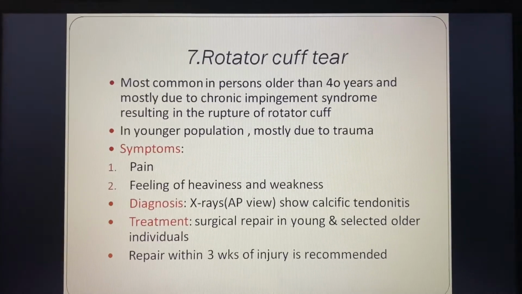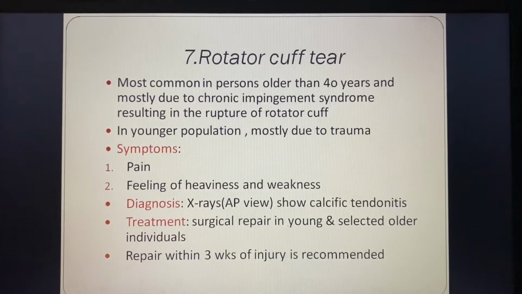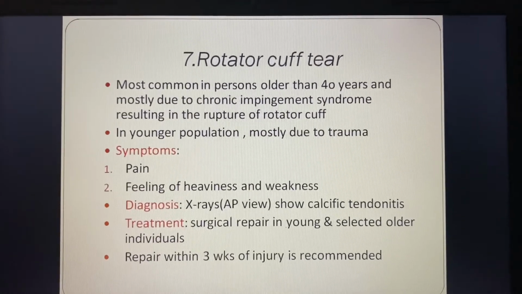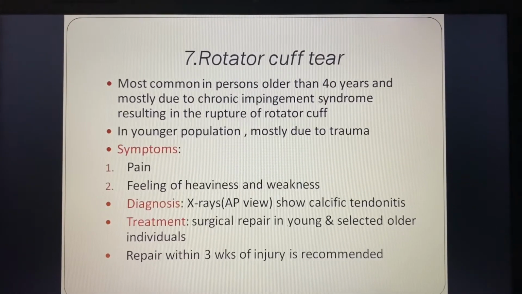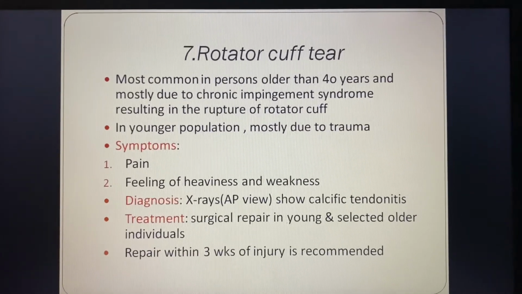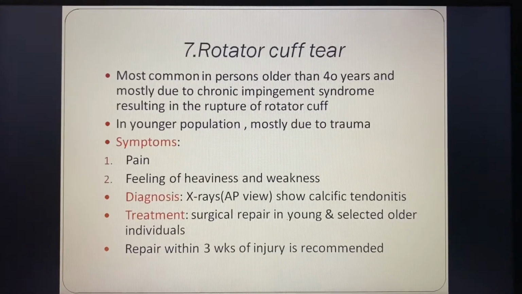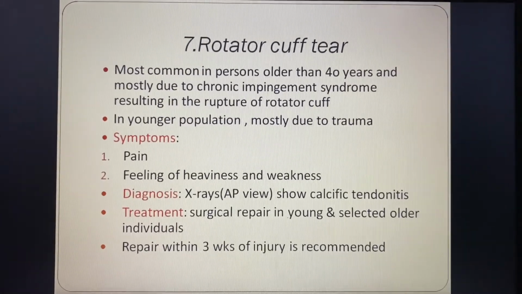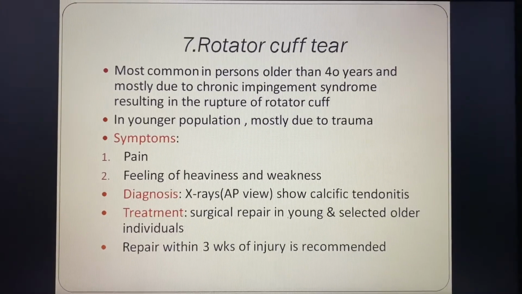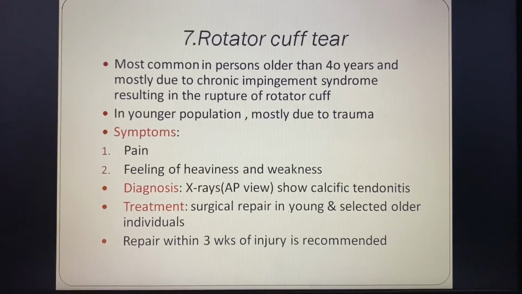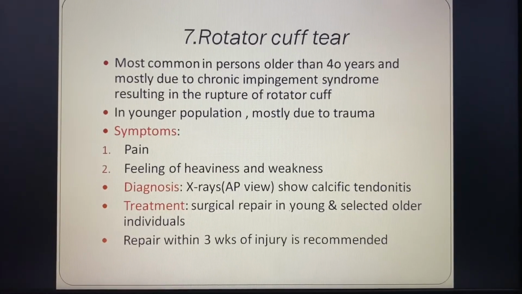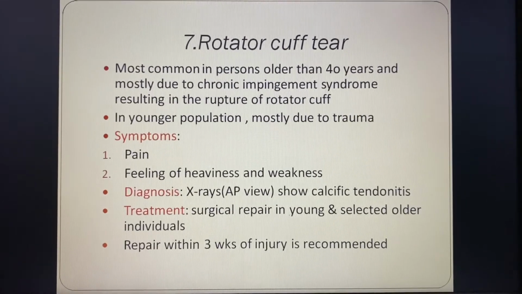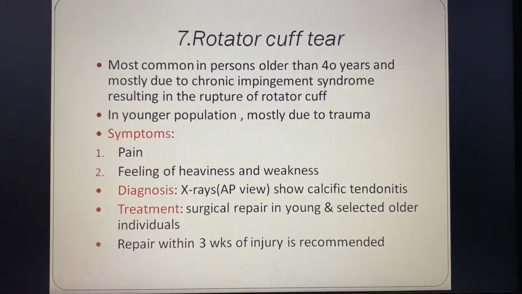Rotator cuff tear. Most common in persons older than 40 years and mostly due to chronic impingement syndrome resulting in rupture of the rotator cuff. In the younger population, it is mostly due to trauma. Symptoms: pain, feeling of heaviness and weakness. Diagnosis: X-ray, AP view shows calcific tendonitis. Treatment: surgical repair in young and selected older individuals. Repair within 3 weeks of injury is recommended.